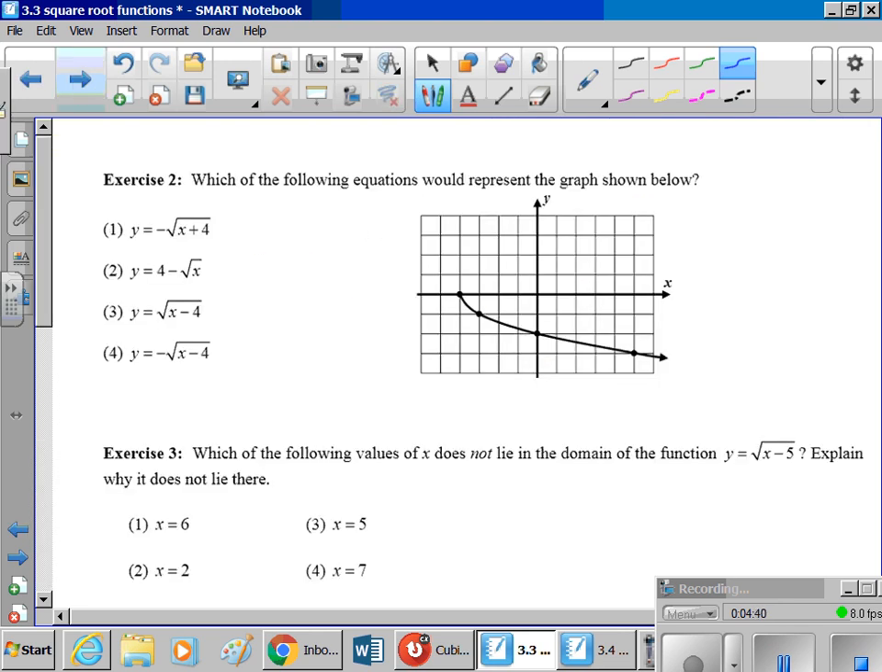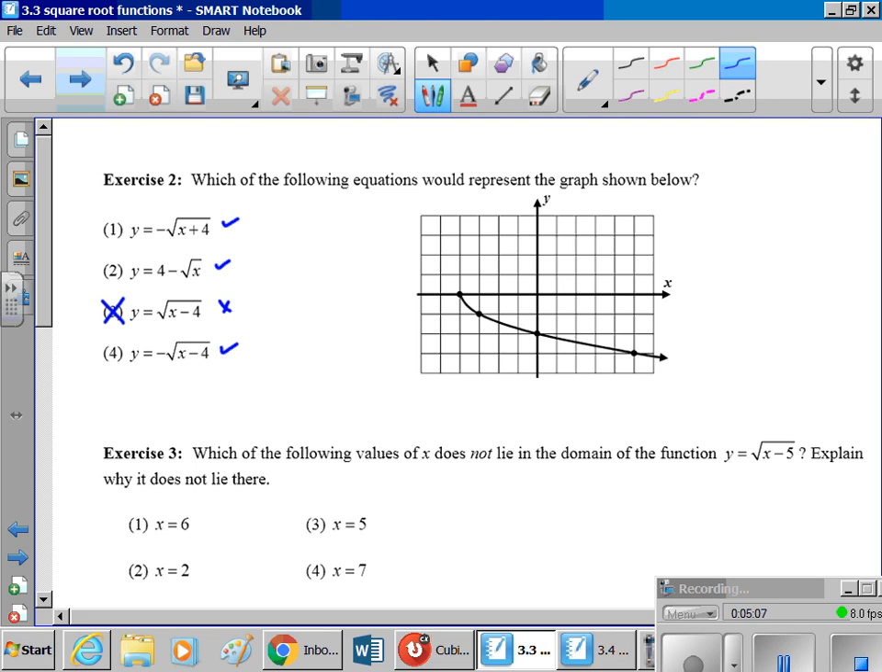Which of the following equations would represent the graph shown below? Now, I'm hoping you recognize that this one is opposite of the ones that we just did, which means there's going to be a negative in front of our x. So as I can look, this one has a negative, this one has a negative, this one does not, and this one has a negative. So 3 is the only one I know for sure is not represented here.